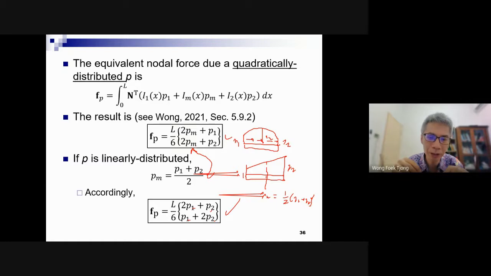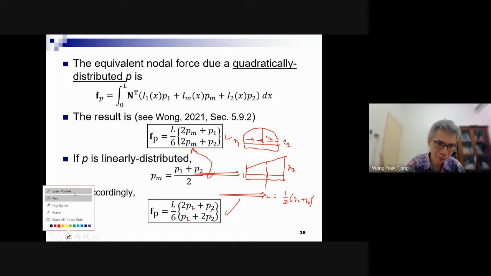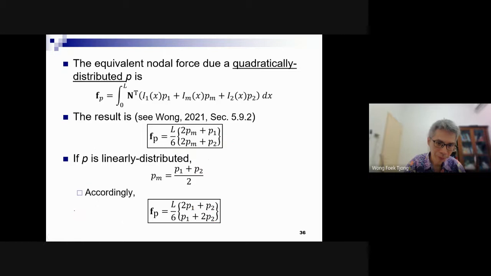Please, if you have any questions. My question: how about if the force is constant? What will be the equivalent nodal force? If we have a bar element subjected to constant distributed force, the graph is like this. This is P. What will be FP? Can you give me the answer? Just simple calculation. Come on, I'm waiting for you.